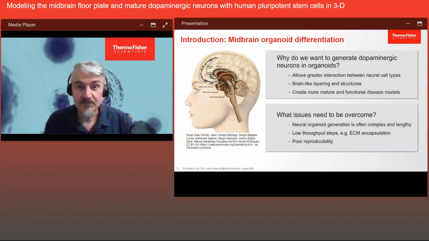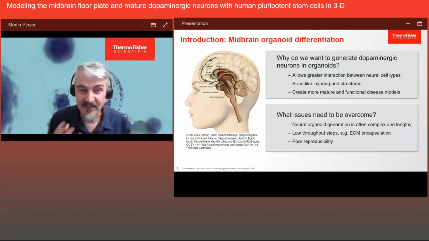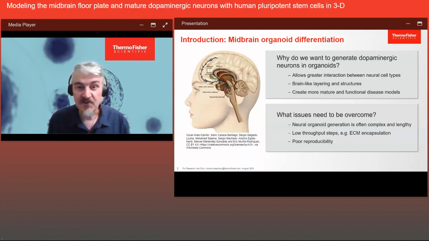So to get started, what are the advantages of organoids? Mainly in 3D, cells have interaction with more neighbors, including the other cell types of the brain that support neurons. Organoids also allow development of 3D layering and brain-like structures. So those two factors may allow neural populations to better resemble the mature brain and its disease states.